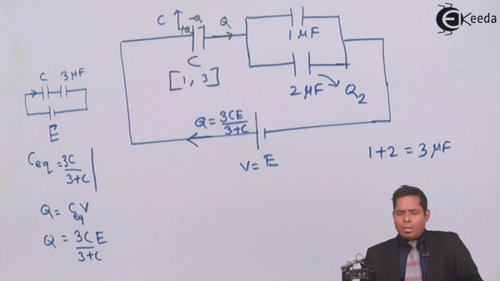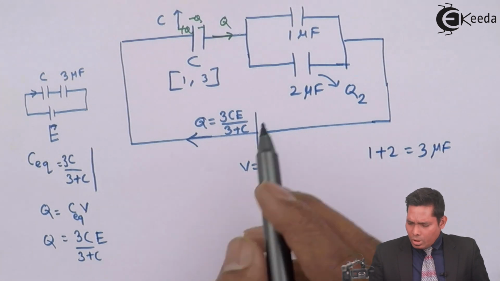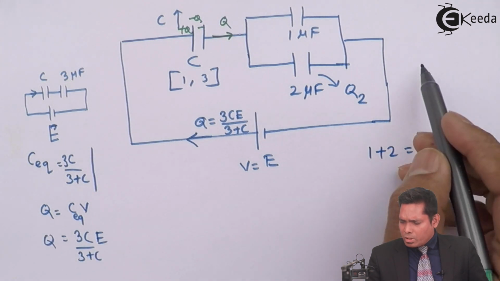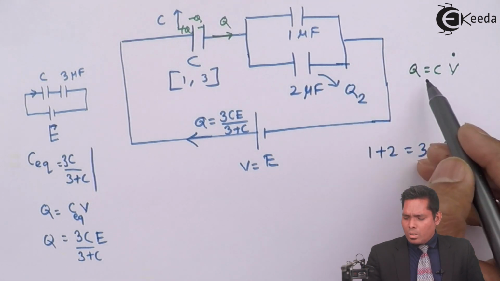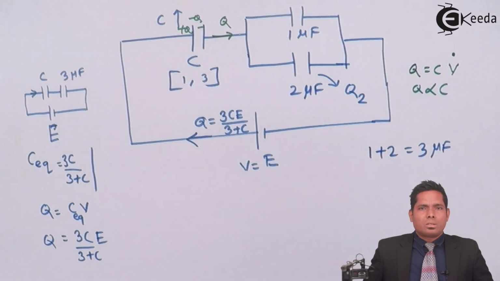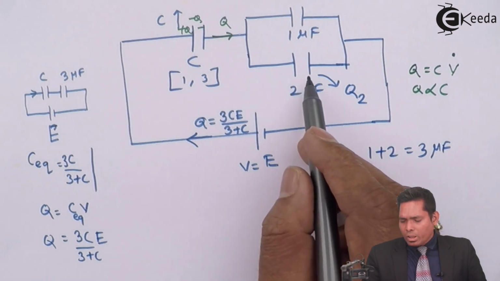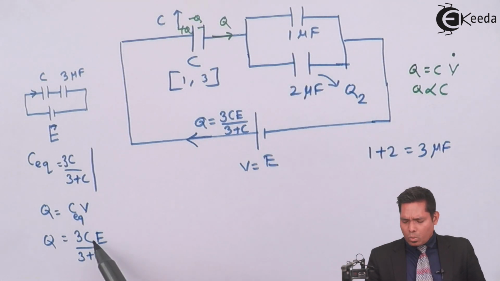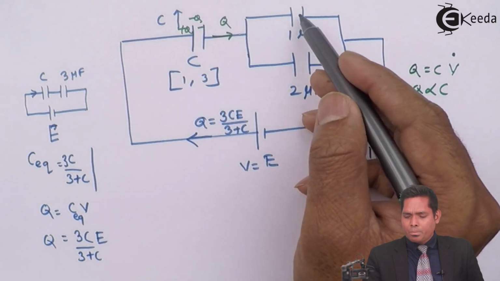Because the capacitors are in parallel, the potential is the same. In the equation Q equals CV, if V is constant for these two, then the charge is proportional to the capacitance. The more the capacitance, the more the charge. Here it is 2 times, so here the charge will be 2 times that here. So out of this total 3 parts of the charge, 2 parts will be here and 1 part will be here.